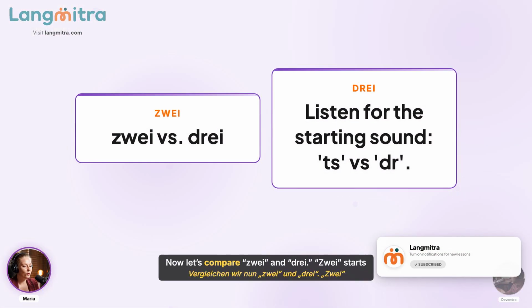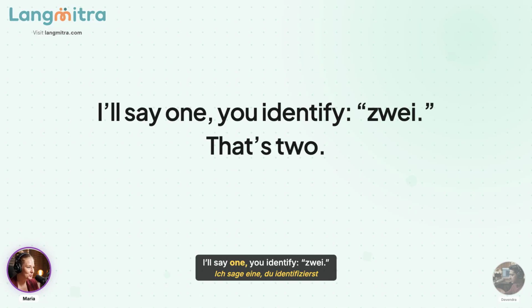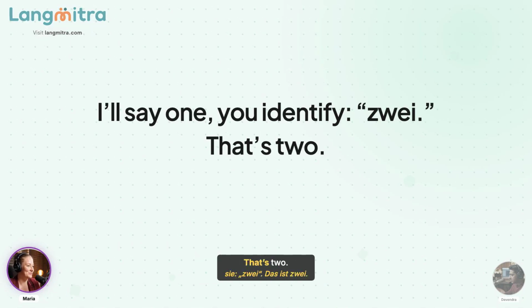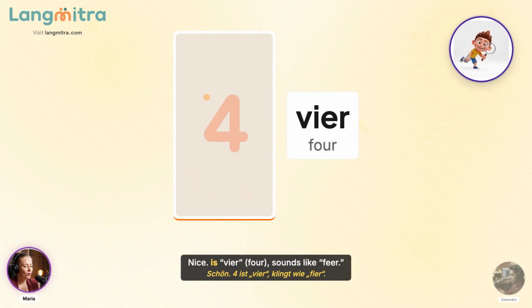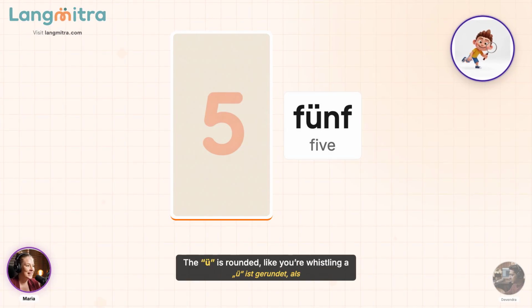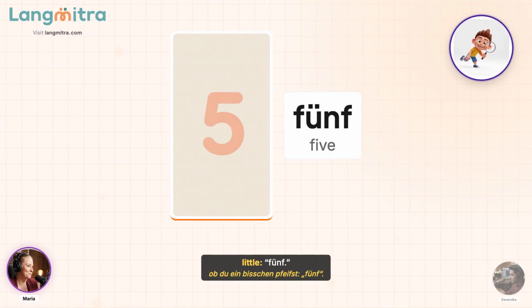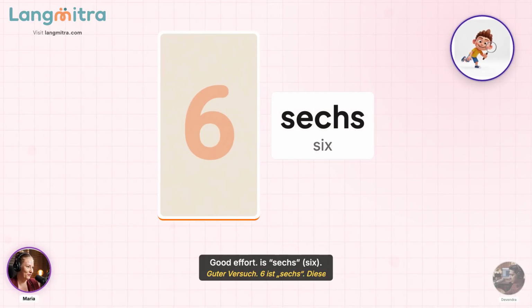Drei. Now let's compare zwei and drei. Zwei starts with ts, drei starts with a d, r sound. I'll say one, you identify. Zwei. That's 2. Good. Drei. 3. Nice. 4 is vier. Sounds like vier. Vier. 5 is fünf. The ü is rounded, like you're whistling a little. Fünf. Fünf. Good effort.